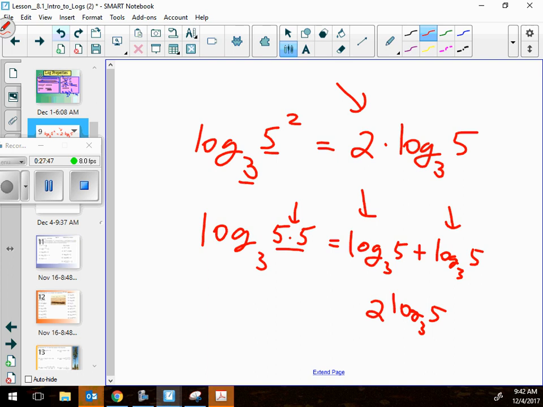So, long story short, if it has a power here, you can, if you want to, put it in front. And it won't be there anymore. It'll be here. All right, that's called the power rule.